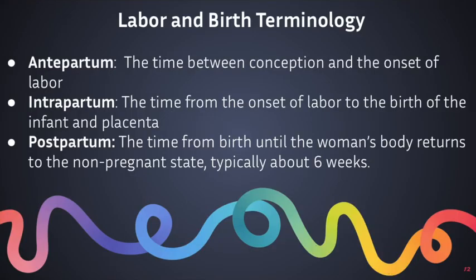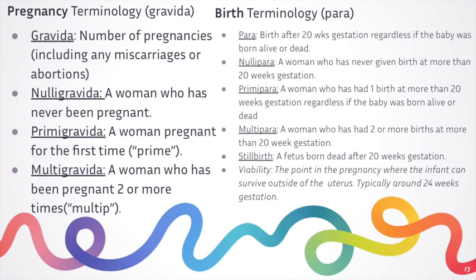So next we're going to talk about labor and birth terminology. These words are going to become very familiar to you. Antepartum, intrapartum, and postpartum. Antepartum is the time between conception and the onset of labor. Intrapartum is the time between the onset of labor to the birth of the infant and the placenta. And then postpartum is the time from birth until the time when the client's body returns to the non-pregnant state, typically about 6 weeks.